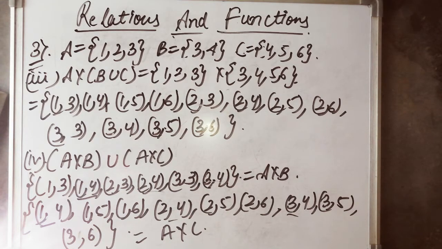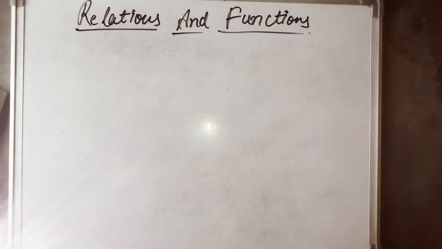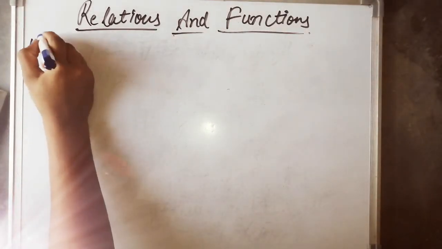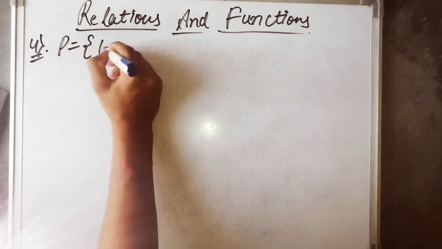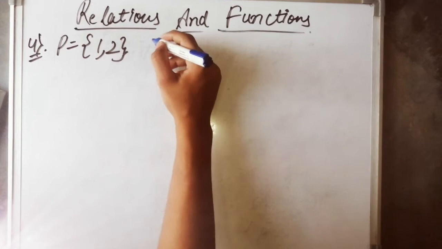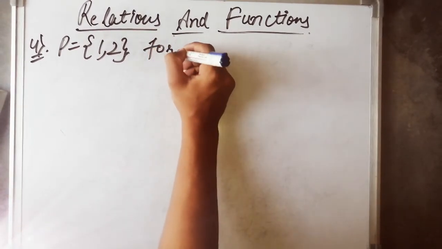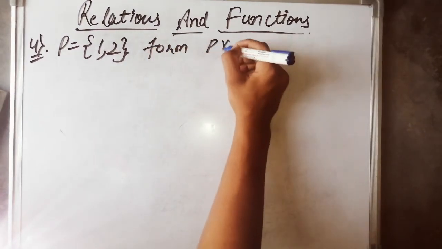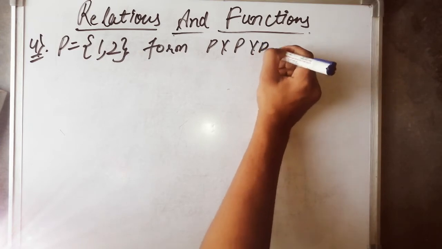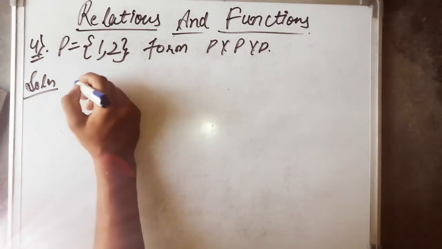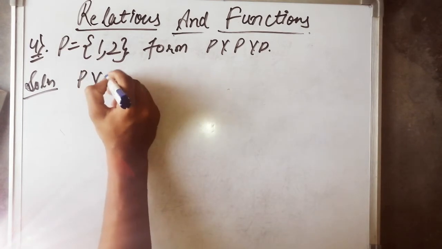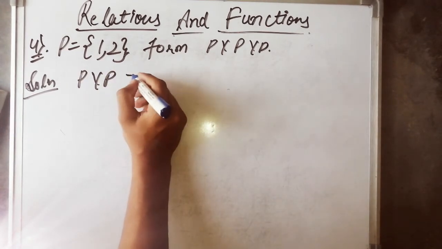Now let's look at example number 4. Okay students, let's have a look at the fourth example, which is P equals to {1, 2}. Form the set P cross P cross P. Okay, let's have a look at the solution. First we need to find out P cross P, then P cross P cross P.